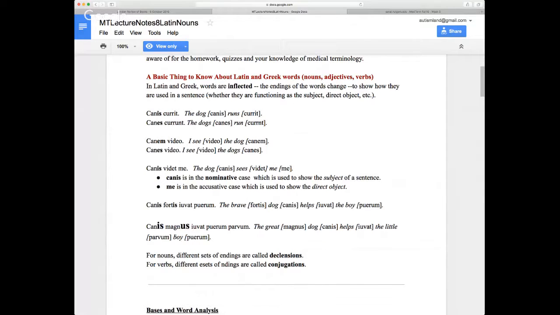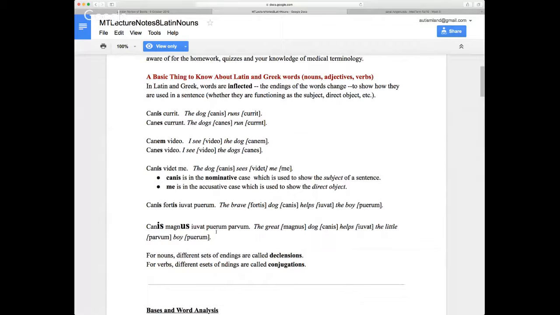Canis magnus juvat puerum parvum. So here we have a sentence where magnus is this adjective. It's describing the dog. They actually have slightly different endings, one is is, one is us, but I know because I've memorized this that they're both nominative. Here's my verb, juvat, puerum parvum. This means a small boy. The um and the um match, so I know that the word parvum is describing the boy. This is like first day of Latin class.